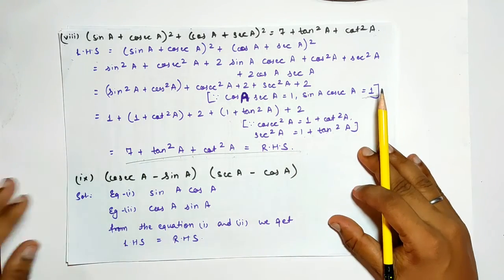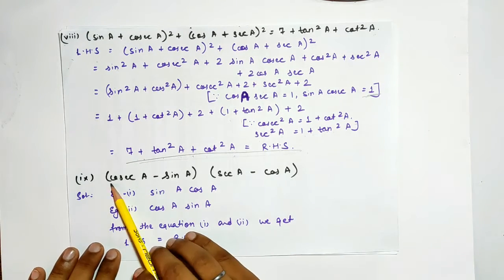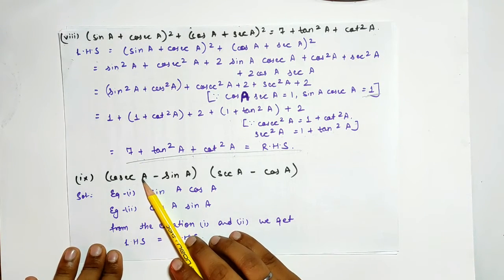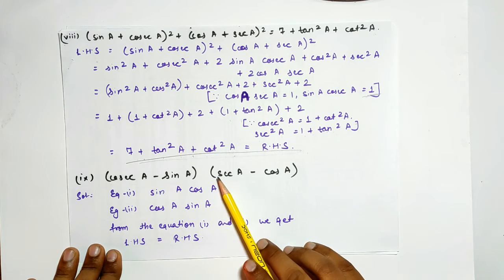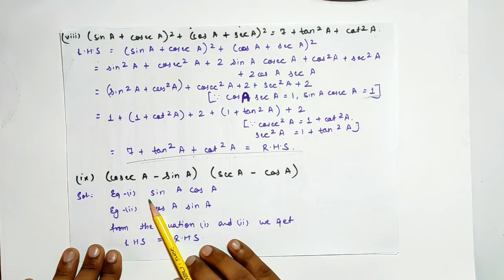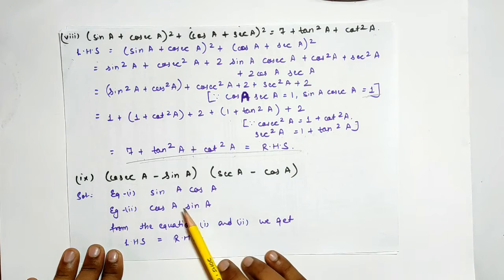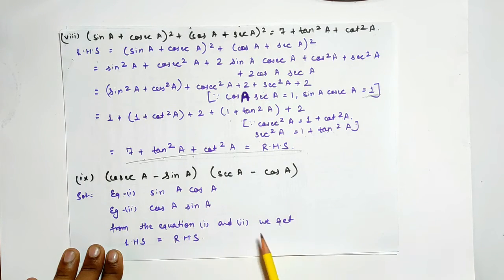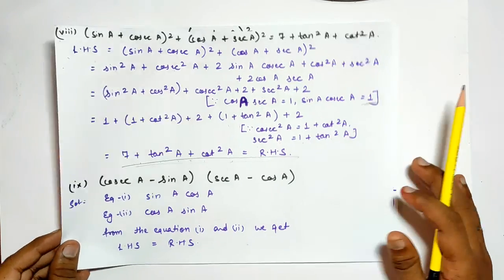So now let's come to the next part of the same question, question number 5. Next part is part 9, that is (cosec A minus sin A) (sec A minus cos A). Equation first is sin A cos A, equation second is cos A sin A. From the equation first and second we get LHS is equal to RHS.